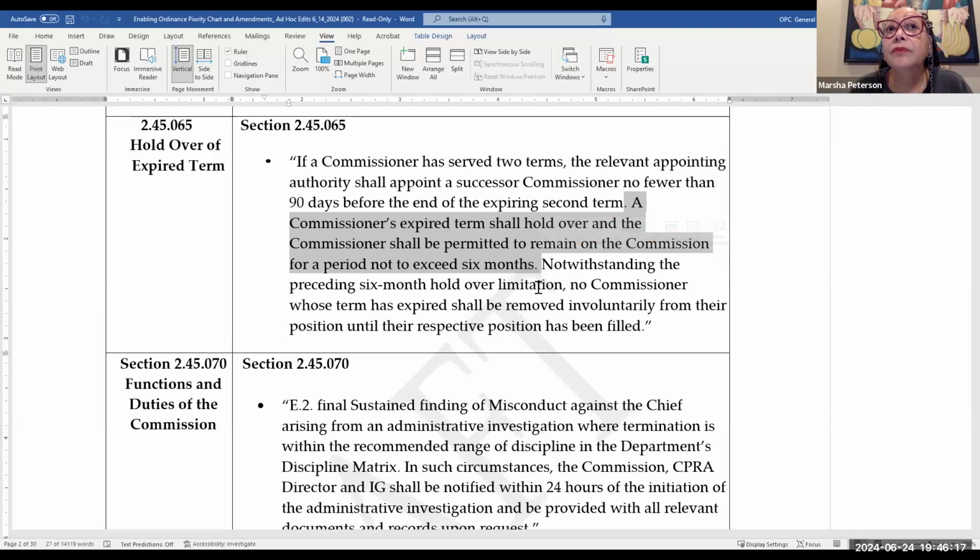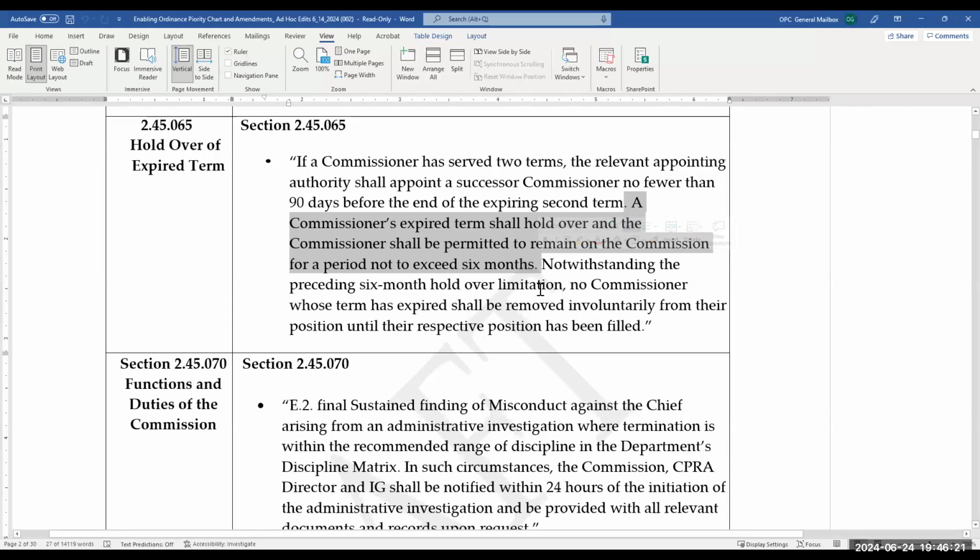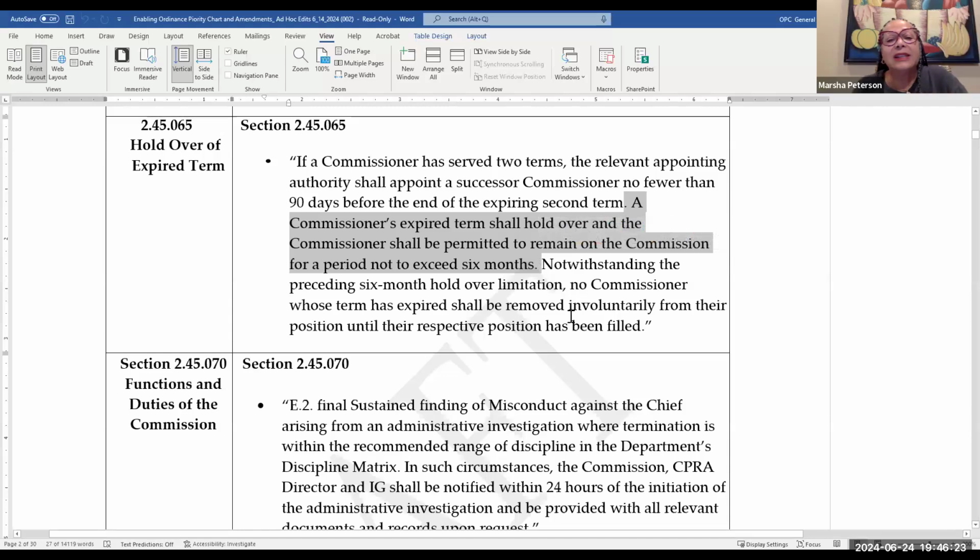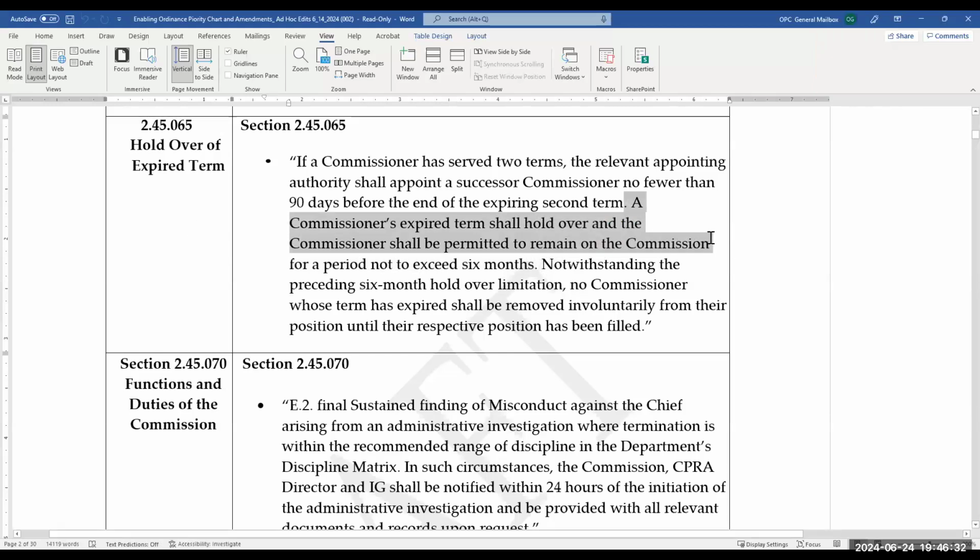Is she? Yes. Okay, so she's fine. No, but this 6 months needs to come out. Yeah, this 6-month thing is the problem. "Shall be permitted to remain on the commission," period. Got it. Okay, let me take that. Boom. So okay, and then what? And then this, "notwithstanding the preceding 6 months," this whole thing is gone.